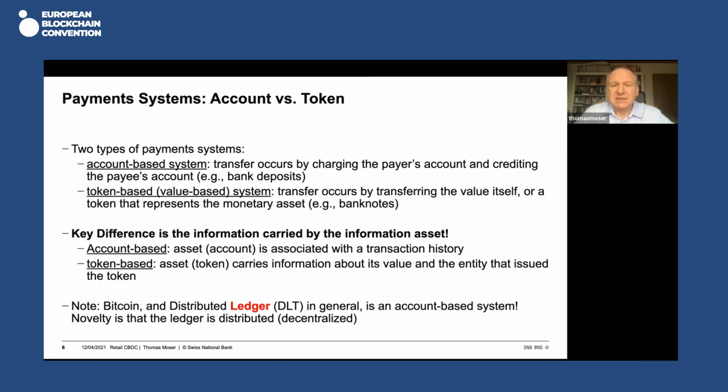In a token-based system, and think here banknotes, the payment or the transfer occurs by handing over the token, the value itself, the banknote. And in such a payment, no one needs to be identified. You don't need to identify the payer. You don't need to identify the payee. You only need to be sure that the token, the banknote, is not fake, that this is real. So there are people who say in the digital world, this differentiation doesn't matter or is not applicable.